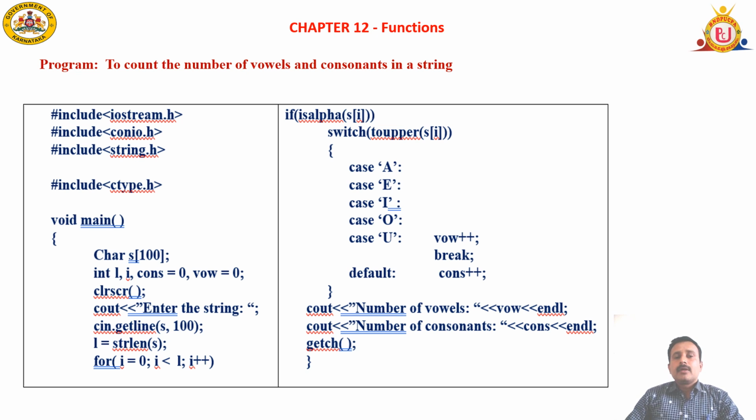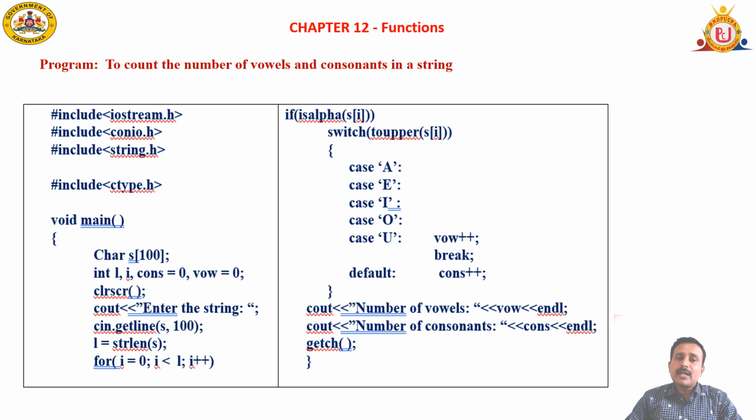Here, the first condition is if isalpha of s of i. The string is s, i is the first character the first time. If i is 0, s of 0, it checks whether the first letter is an alphabet. If it is an alphabet, then only it will enter into this function, or otherwise it will come out of this condition. Then, if it is an alphabet, it will come into this function. Switch is a conditional statement.